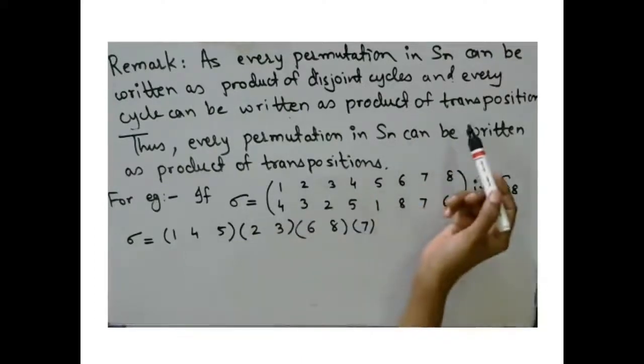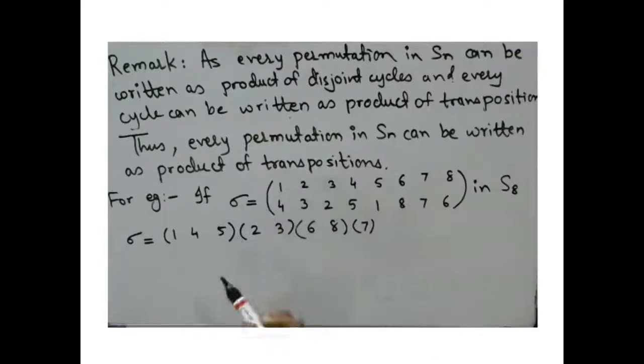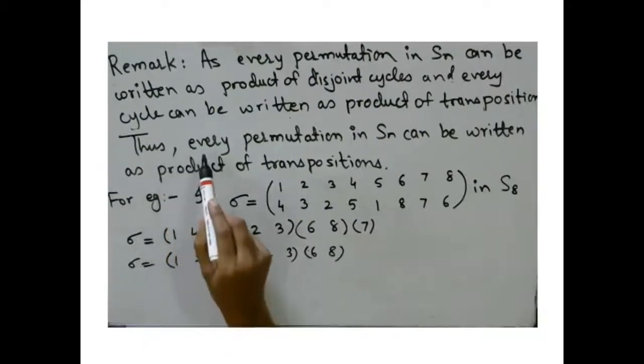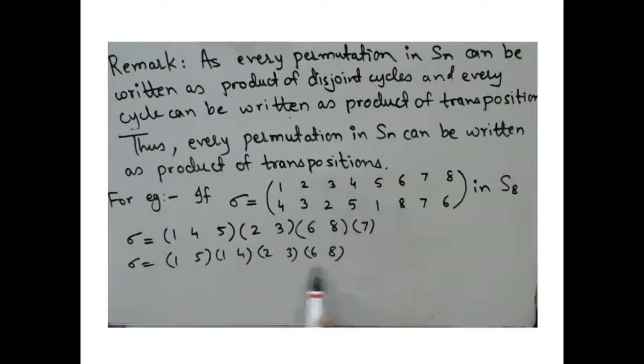Now we use the remark that every cycle can be written as a product of transpositions. So you can write this cycle (1 4 5) as (1 5)(1 4), a product of two transpositions. This is already a transposition (2 3). This is already a transposition (6 8). So what do we have? That every permutation in Sn can be written as a product of transpositions.